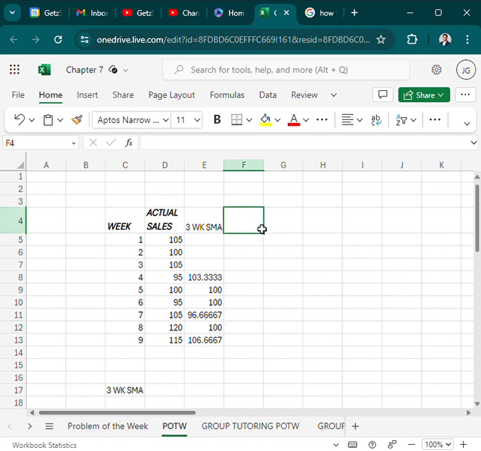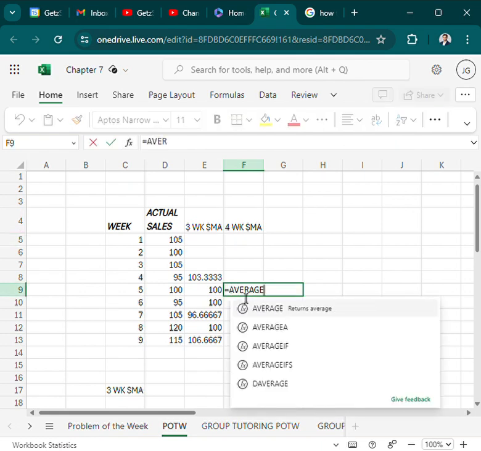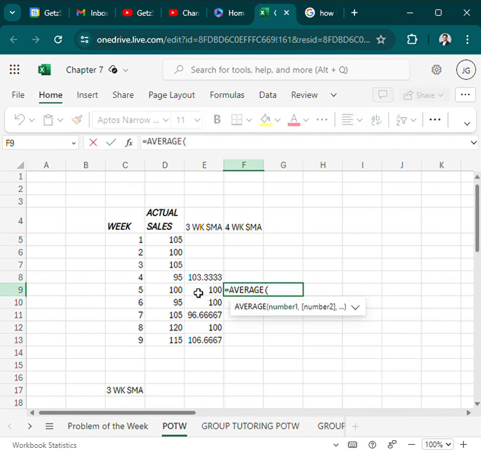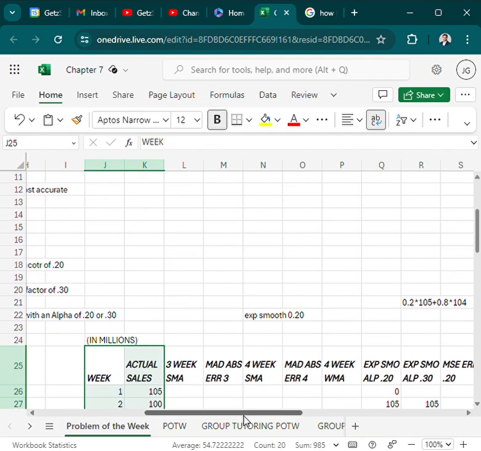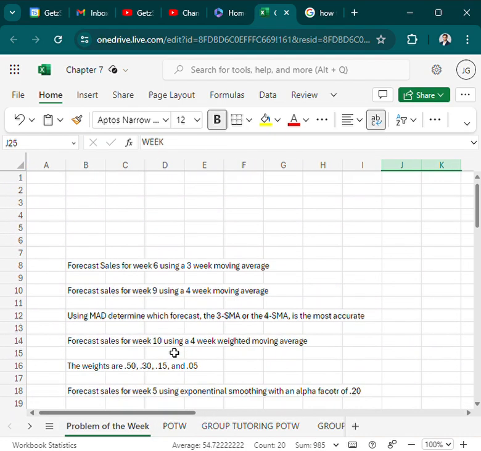Now let's say they want us to do a 4-week simple moving average. So we're just going to do the last 4 weeks. We select those 4 weeks, and then we just scroll down. Same thing.